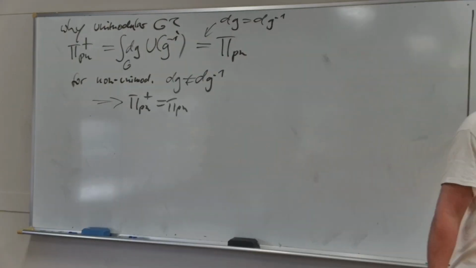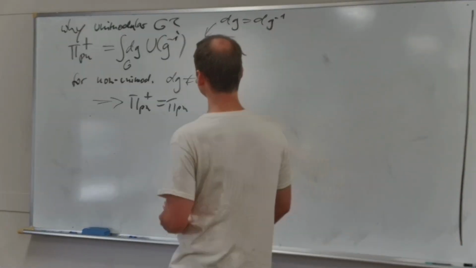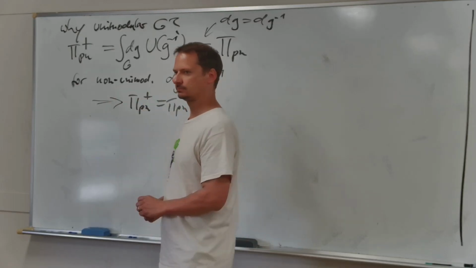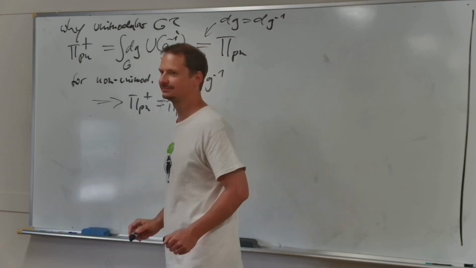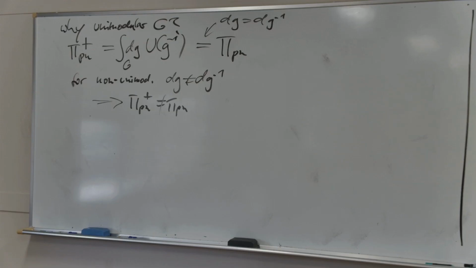So in the last line, you mean the dagger is not equal to the original? Well, for non-unimodular. Yeah. But you are writing equal, right? Oh, yes. Sorry. Yeah. Important detail, yes.